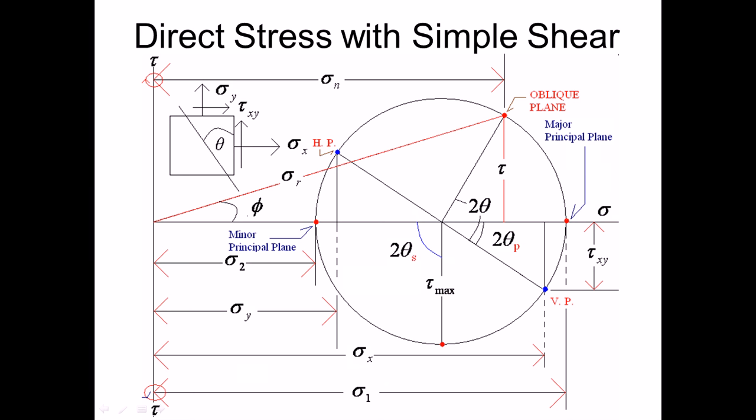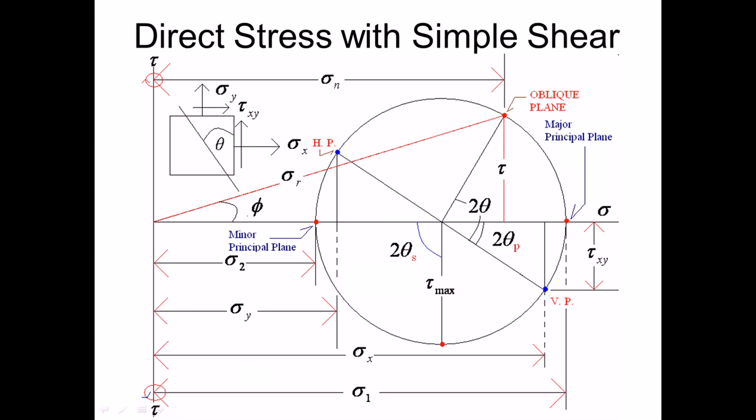On this horizontal plane, two stresses are acting, one is sigma y and another is shear stress tau xy. So from here we will go sigma y distance. From this point we will go tau xy. For tau xy, the sign convention is that it tries to rotate the block in a clockwise manner. So we have to go from here to here in upward direction. So this point will represent the horizontal plane.